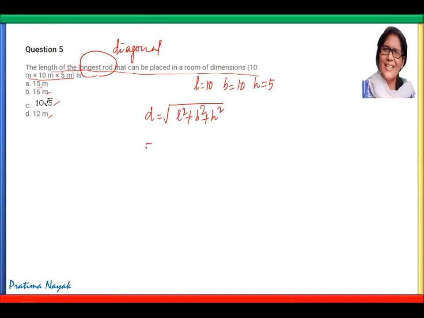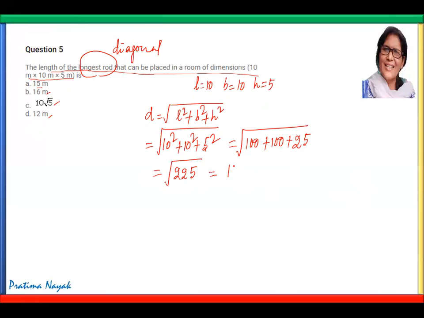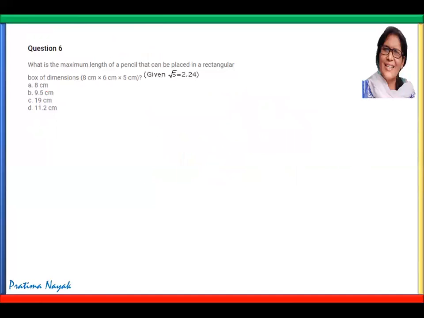So this is the formula. Now 10 square plus 10 square plus 5 square. How much? 10 square is 100 plus 100 plus 25. What is the answer? 225. What is the square root of 225? It is 15. Why? 15 square is 225. It will be better if you can remember the squares of some numbers. It will give you easy answers. So it is A.